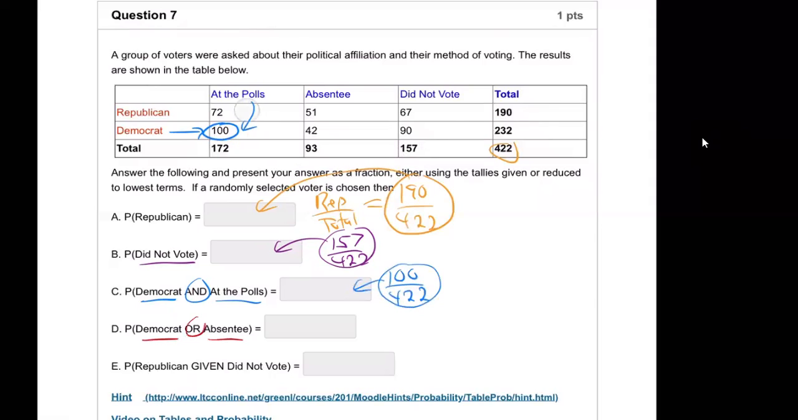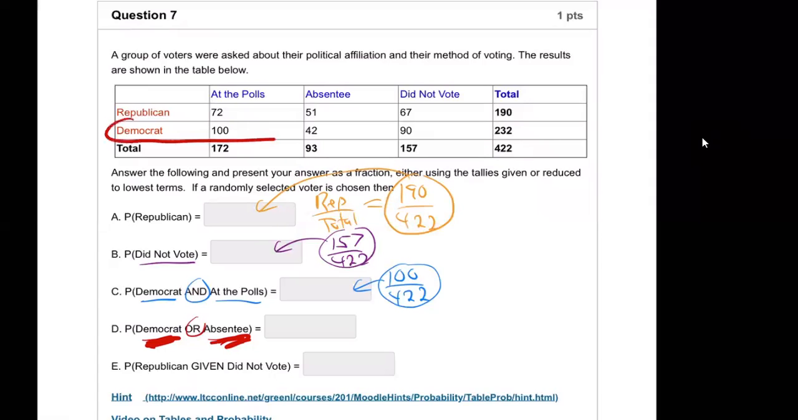Next one. Democrat or absentee. Now remember, or is more tricky, more advanced. I want to know all the people that are either Democrat or they voted by absentee. Either one. They can be Republicans who voted by absentee, because or just means you fulfill one of those two requirements. They don't have to be Democrat and voted by absentee. We just did and in the last question. Do you understand the difference between and or? Or means you can have either characteristic, so you get a lot more circling, a lot more groups.